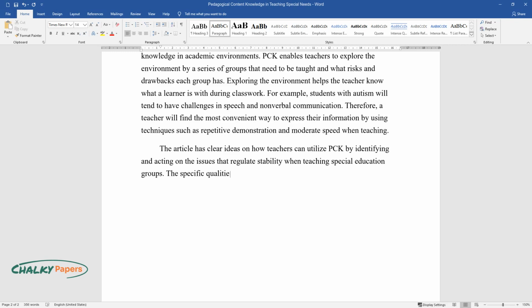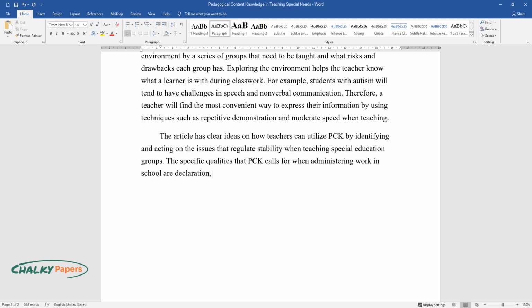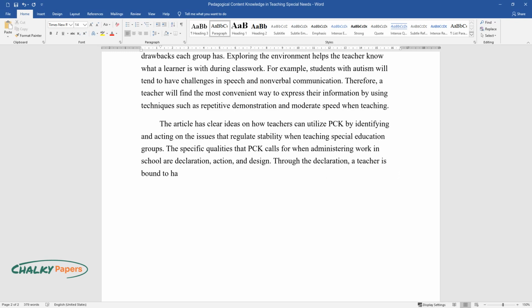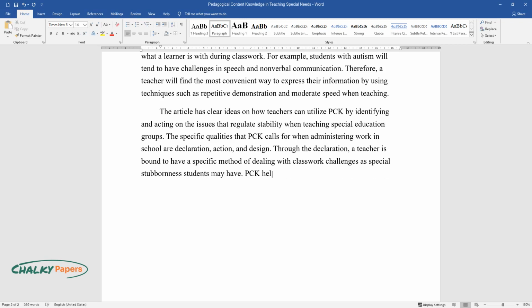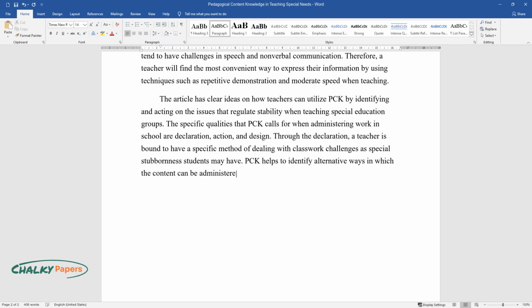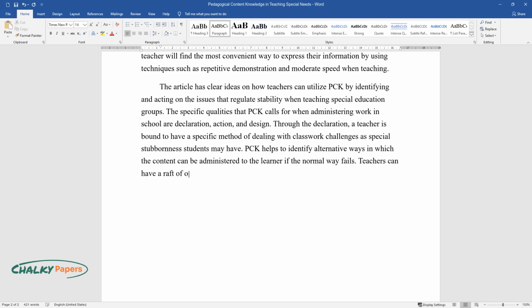The specific qualities that PCK calls for when administering work in school are declaration, action, and design. Through the declaration, a teacher is bound to have a specific method of dealing with classwork challenges as special stubbornness students may have. PCK helps to identify alternative ways in which the content can be administered to the learner if the normal way fails. Teachers can have a raft of options that could substitute the first options.